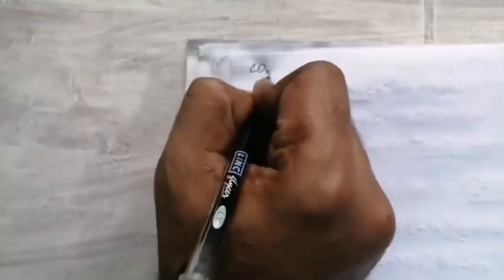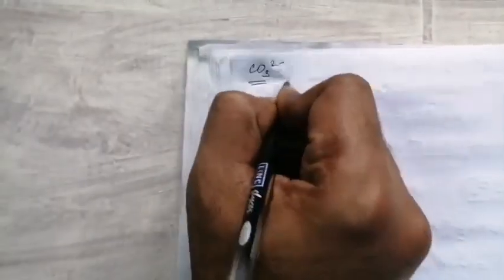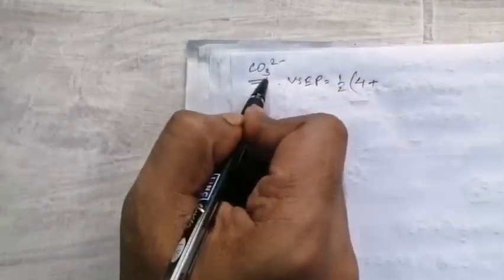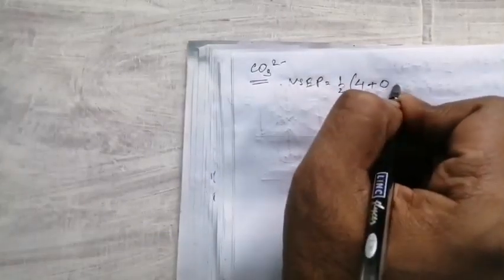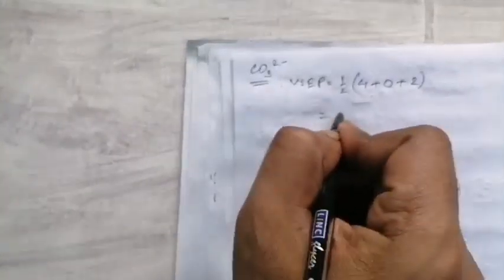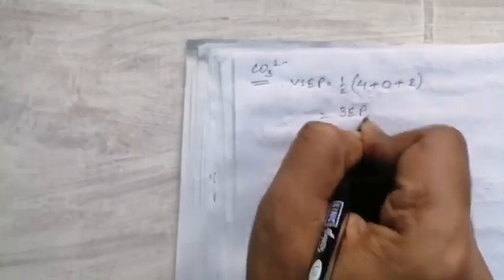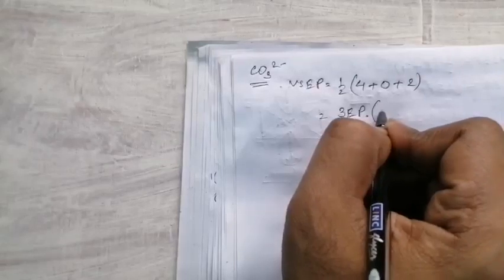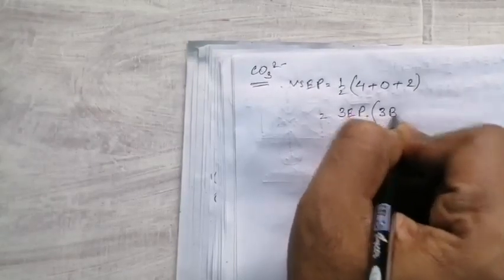Now move to CO3 2 minus. CO3 2 minus VSEPR. For carbon, how many electron in the valence shell? 4 electron plus oxygen. They are not monovalent, so you will add 0. Number of anionic charge, it is 2, so add 2. So we are getting 3 electron pair. Now 3 electron pair, carbon is forming 3 bond with 3 oxygen atom, so it is 3 bond pair.